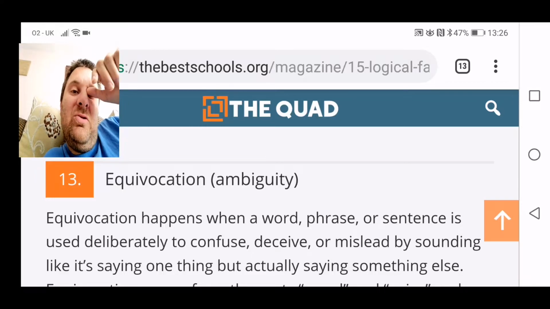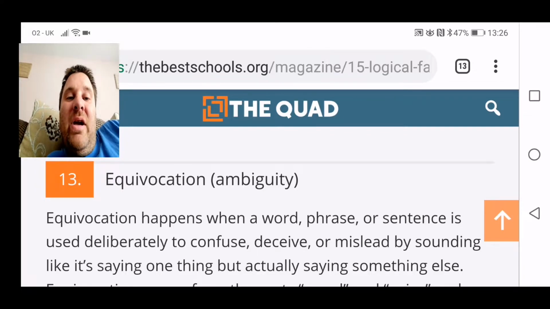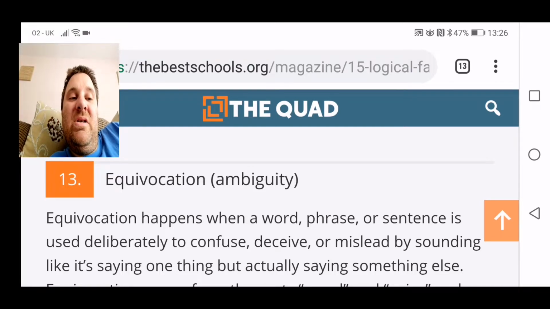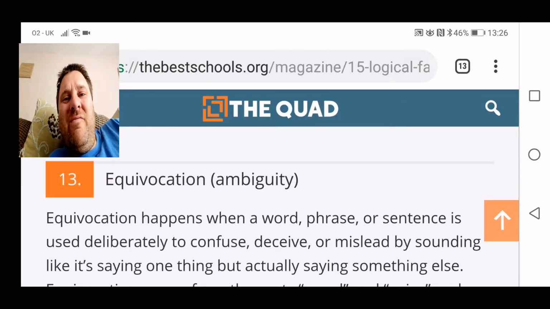These last couple now, this one's about equivocation, ambiguity. It says, equivocation happens when a word, phrase or sentence is used deliberately to confuse, deceive or mislead by sounding like it's saying one thing but actually saying something else. It's like the word theory in science. To everyday average people, theory means an idea, not reality, stuff like that. You know what I mean?